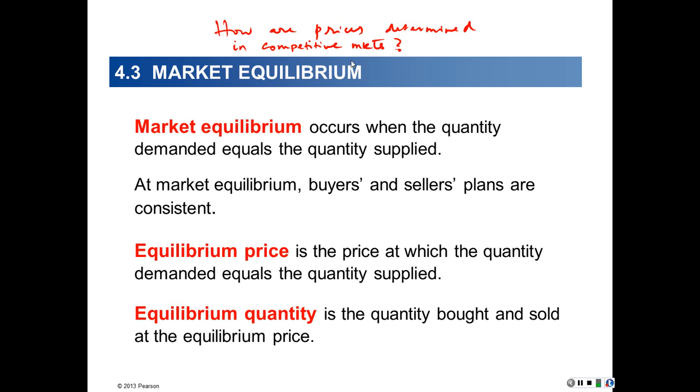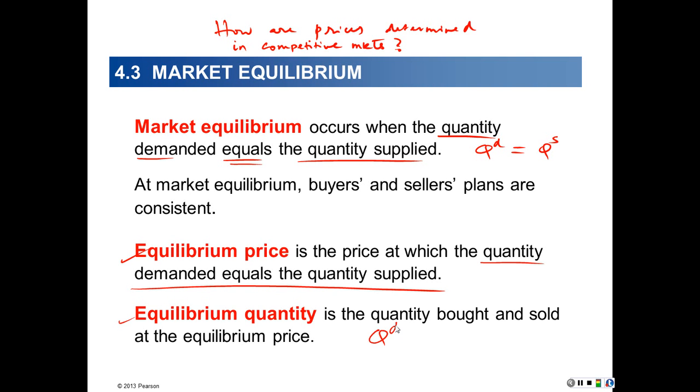So it says here, market equilibrium occurs when the quantity demanded equals the quantity supplied. In other words, quantity demanded equals quantity supplied. That's our condition for market equilibrium. Equilibrium price is the price at which quantity demanded equals quantity supplied. And equilibrium quantity is the quantity bought and sold at the equilibrium price. So in other words, QD equals QS equals Q equilibrium. The equilibrium is typically written with a star superscript. You see, so that's our equilibrium quantity.